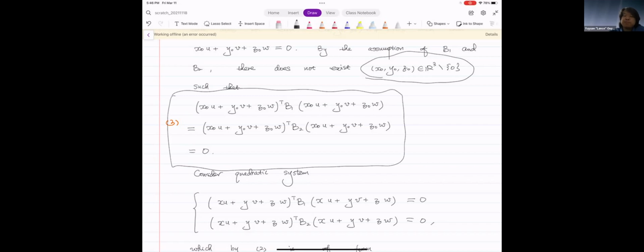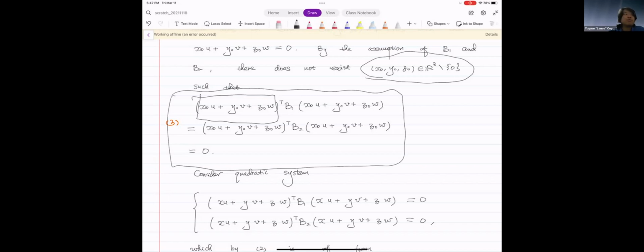Okay, let's pause for a while to digest what it means over here. From the linear algebra point of view, the meaning over here is that here I have a linear combination of n-dimensional vectors u, v, and w.